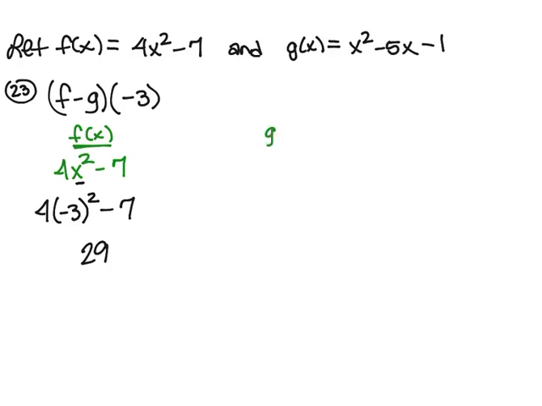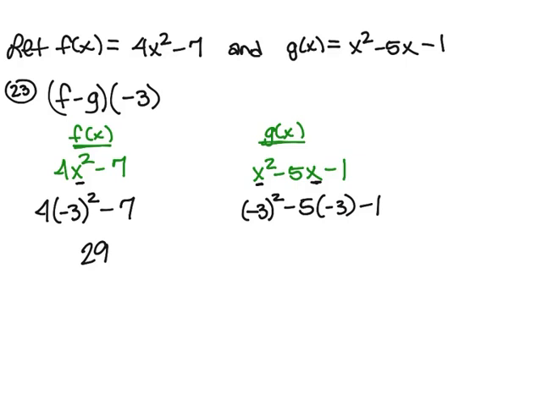Then we're going to come over to the g function, which is x squared minus 5x minus 1. And in the place of x, we're going to also put -3. Make sure you put it in parentheses so you can type it in your calculator correctly. So parentheses, -3, close it, squared, minus 5, open parentheses, -3, close it, minus 1. And so that gives you 23.